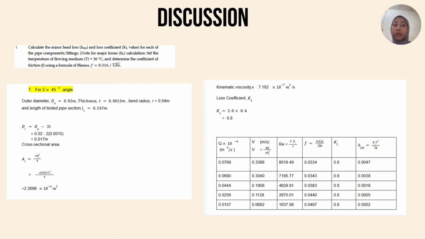For 2 times 45 degree angle, we will find the diameter also, the cross-sectional area, and the loss coefficient KL, which is equal to 0.8. And we will make the table and find the Reynolds number and the minor head loss for every flow rate that we have.